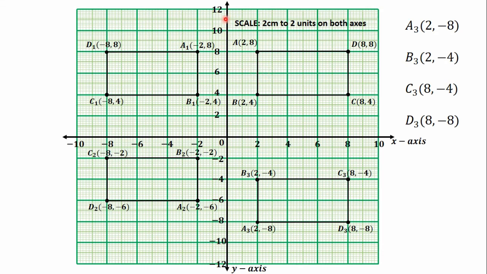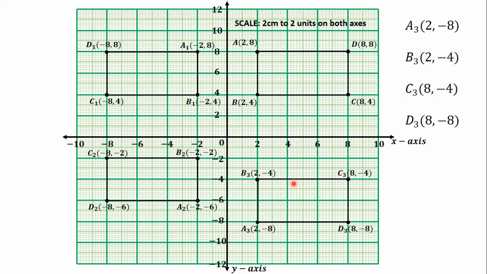You see that when we reflected the rectangle ABCD using the y-axis as our mirror line, we got the image at this point. When we reflected the rectangle A1, B1, C1, D1 using the line y is equal to 1 as our mirror line, we got the image at this point. And when we reflected the rectangle ABCD using the x-axis as our mirror line, we got the image at this point. Now, in each one of these reflections, you could see that the size of the rectangle did not change. The shape of the rectangle also did not change. The only thing that changed was the position.